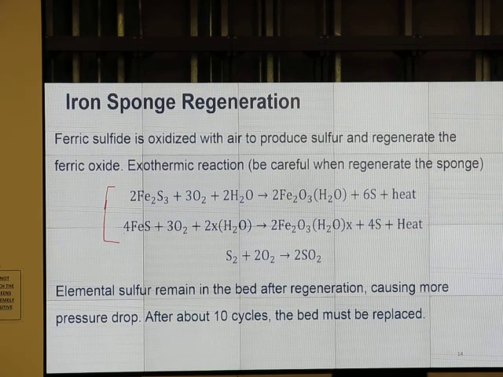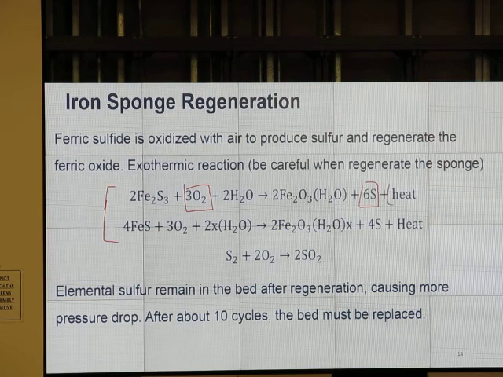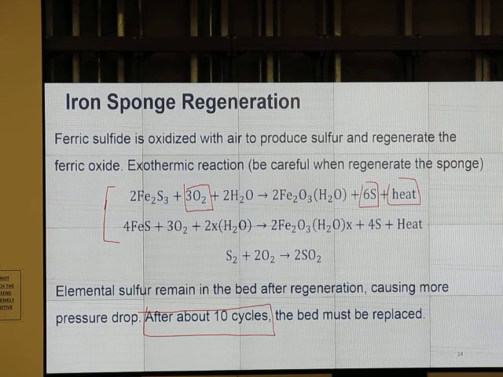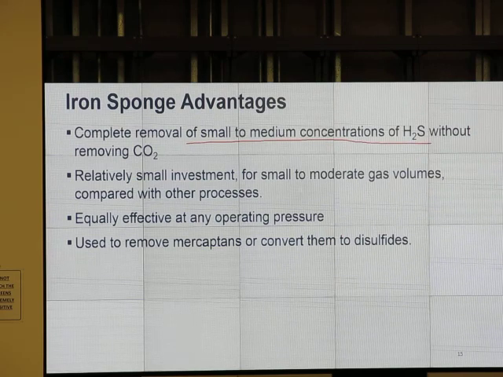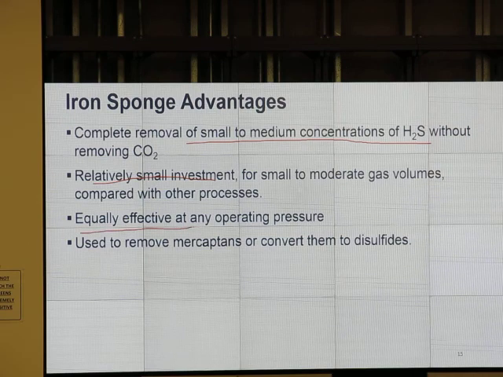To regenerate it, we can do some kind of oxidation, oxidize it with air. So it will produce elemental sulfur and some heat. After regenerating 10 times, you have to change the bed. Okay? So iron sponge gives complete removal of small to medium concentrations of H2S without removing CO2. Okay? Relatively small investment. Equally effective at any operating pressure.